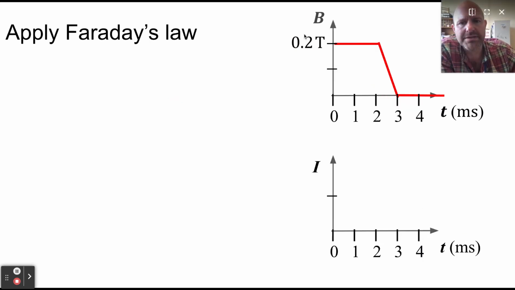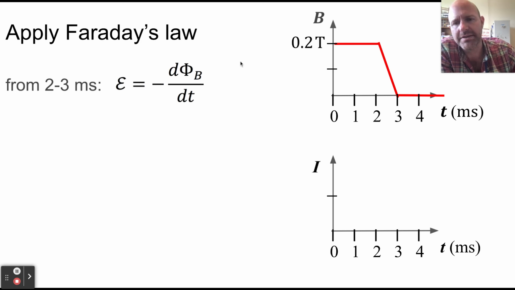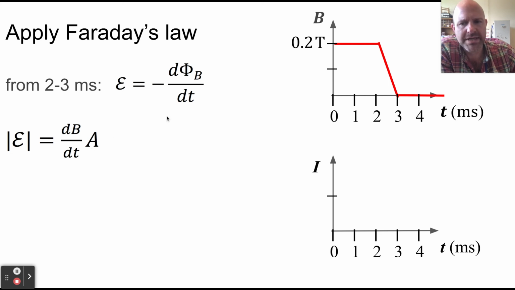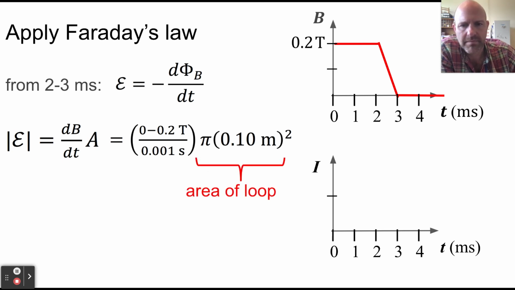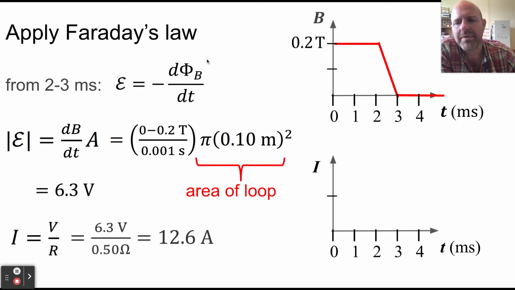So let's work on this. Let's do Faraday's law. From 2 to 3 milliseconds, we're changing the magnetic field. The area stays constant. So the area is pi r squared. The changing magnetic field is negative 0.2 Tesla divided by 0.001 seconds, as you see there. So there's our area of our loop. All of those pieces, pretty straightforward. We get 6.3 volts. Then we use Ohm's law and divide 6.3 volts by 0.5 ohms, and we get 12.6 amps. And so what does that look like on our graph?